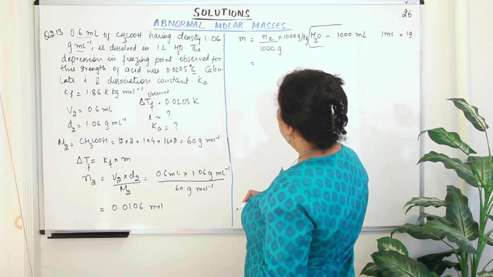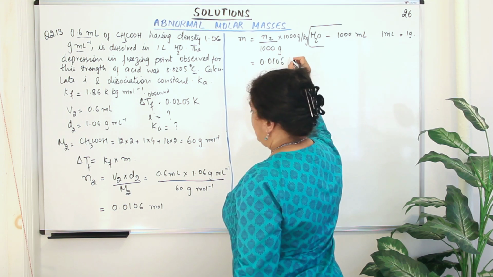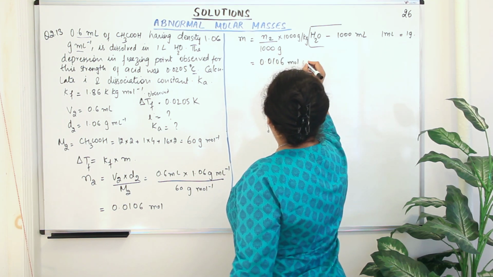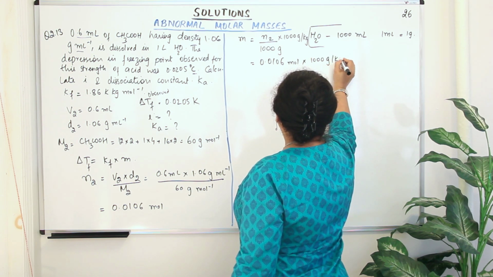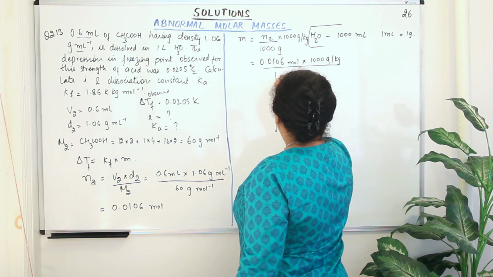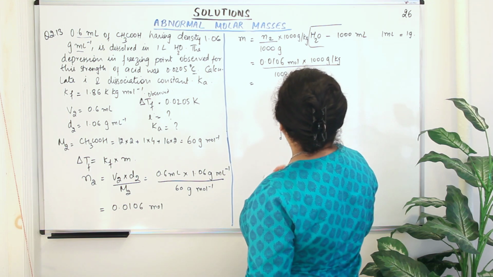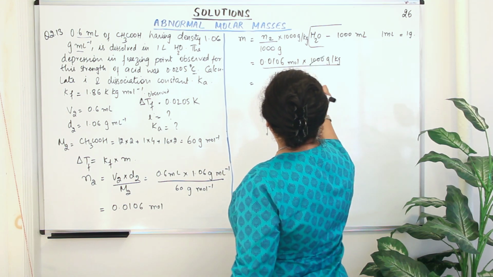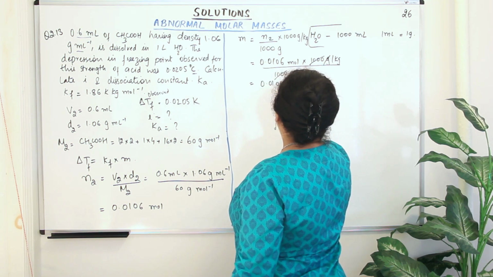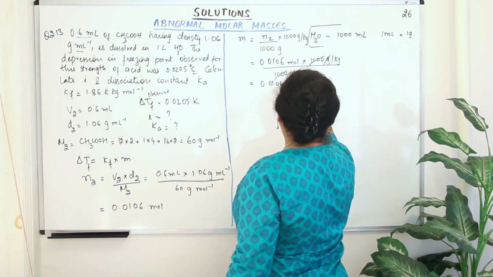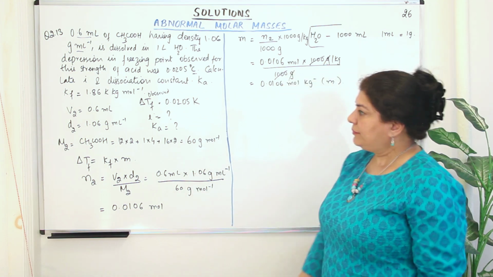Now, substitute the value. What was N2 that you calculated? It was 0.0106 moles into 1000 grams per kg upon 1000 grams. It will be the number of moles per kg. So the 1000 and 1000 will get cancelled, gram and gram will get cancelled, moles per kg, you will get 0.0106 moles per kg, or small m. The unit can also be small m for molality.